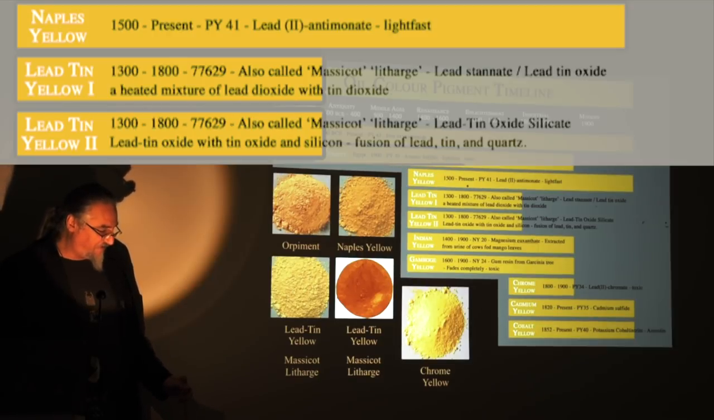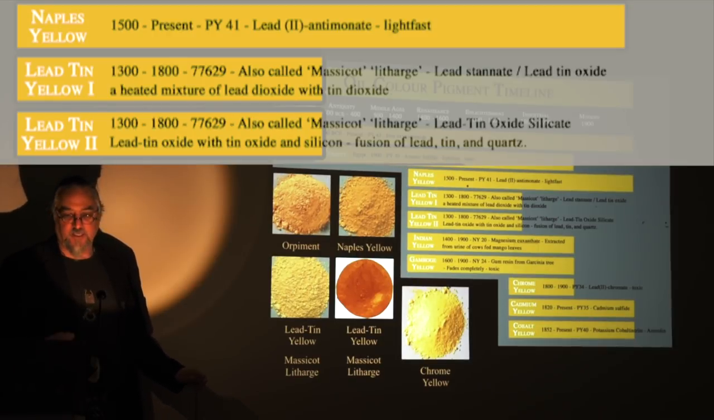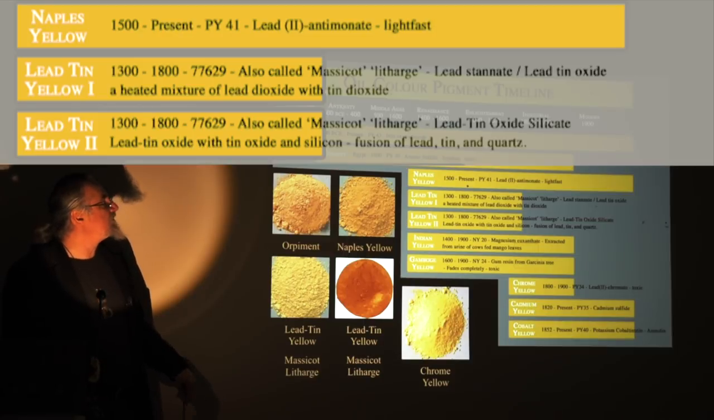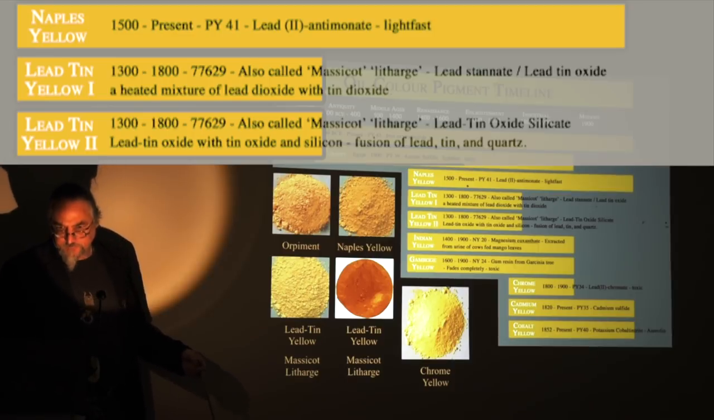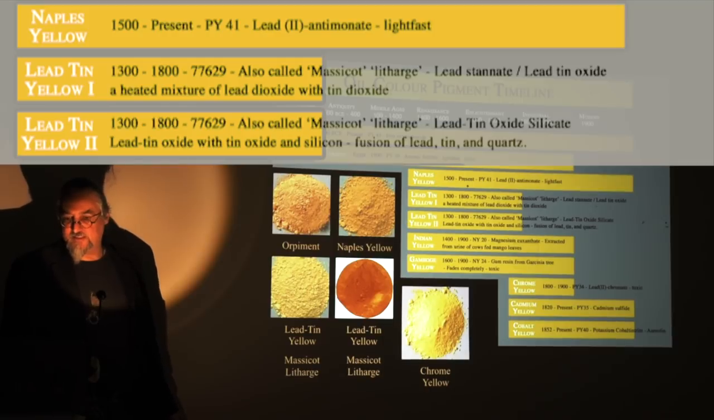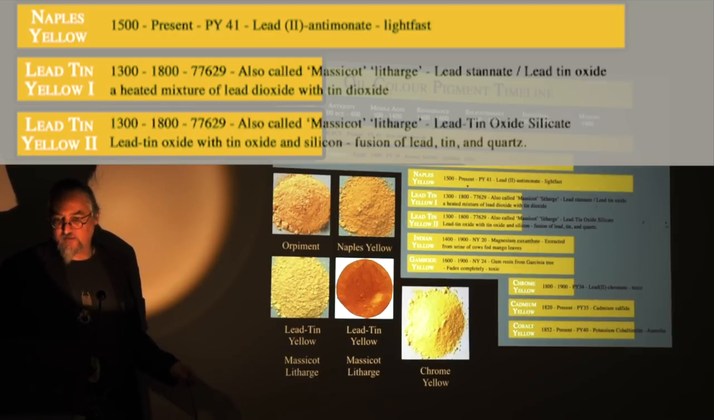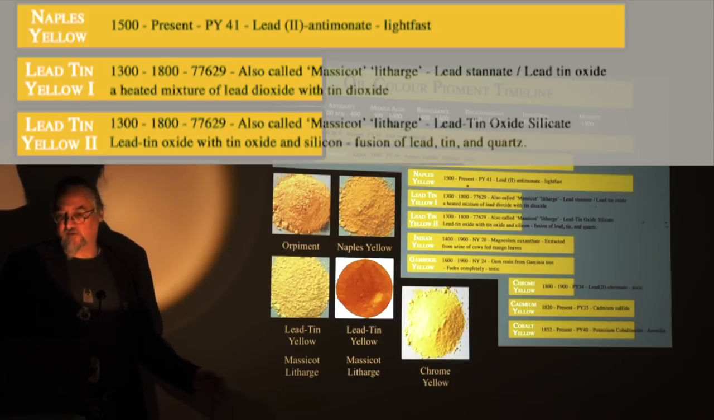The understanding of lead being able to be heated and converted from white to yellow to red is actually much older, but it is used as an artist's pigment from around the Renaissance forward. Also during the Renaissance, they used lead tin yellow 1 and lead tin yellow 2. It depends on which form of lead you're using to create it. This pigment was also called massicot or litharge, and is basically a lead tin oxide made from lead stannate.